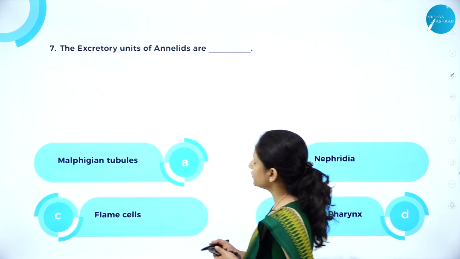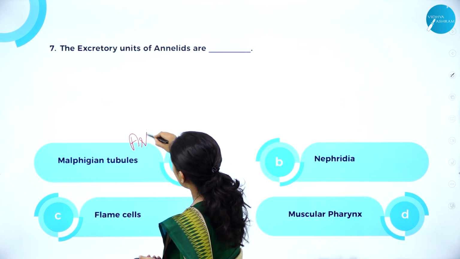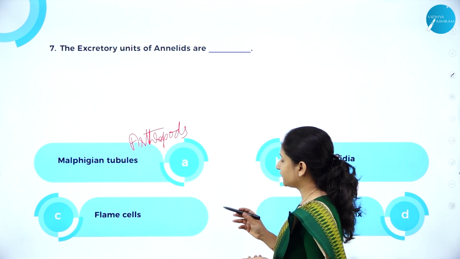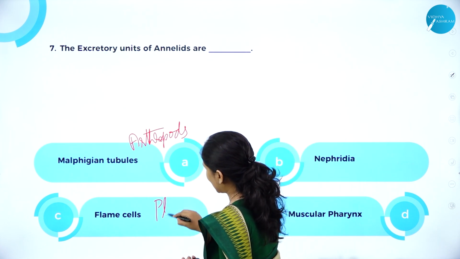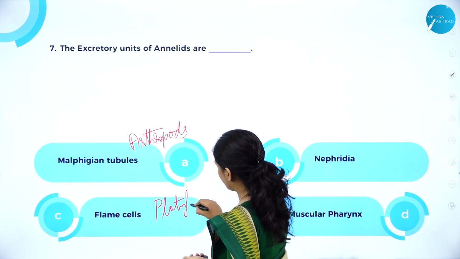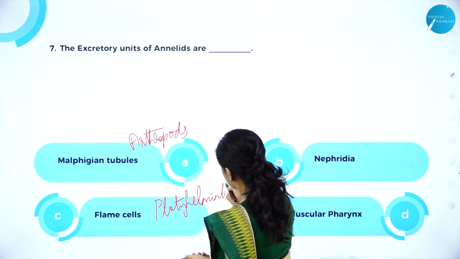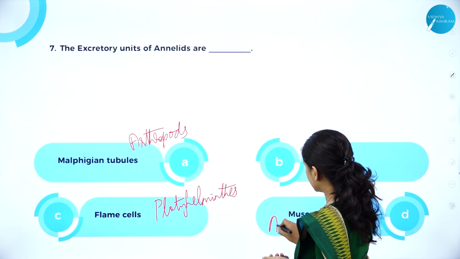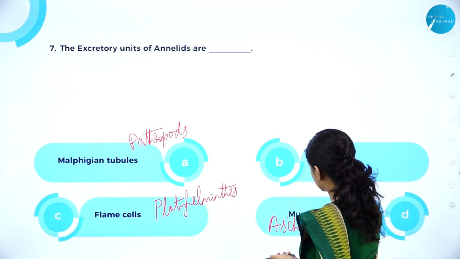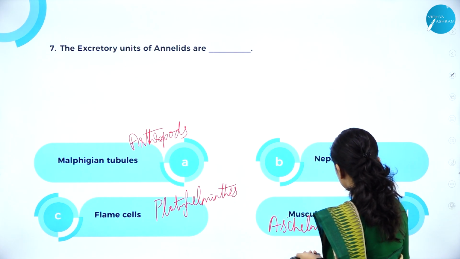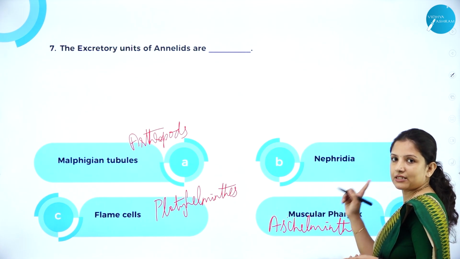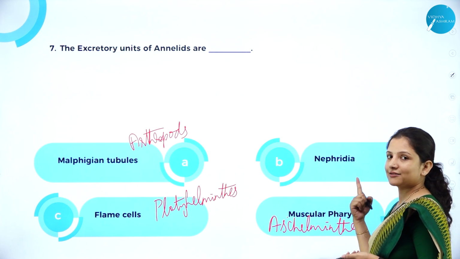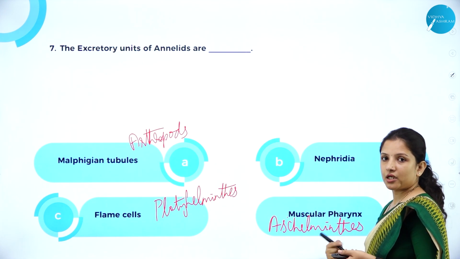Is it Malpighian tubules? No, Malpighian tubules are found in arthropods, which are the insects. So that is not the right answer. Is it flame cells? No, flame cells are found in Platyhelminthes, that is the flatworms. Is it muscular pharynx? No, muscular pharynx is found in Aschelminthes, that is roundworms. So therefore the right answer here is nephridia. Nephridia is the excretory unit of annelids. They help in osmoregulation as well as in excreting or eliminating waste from the body.